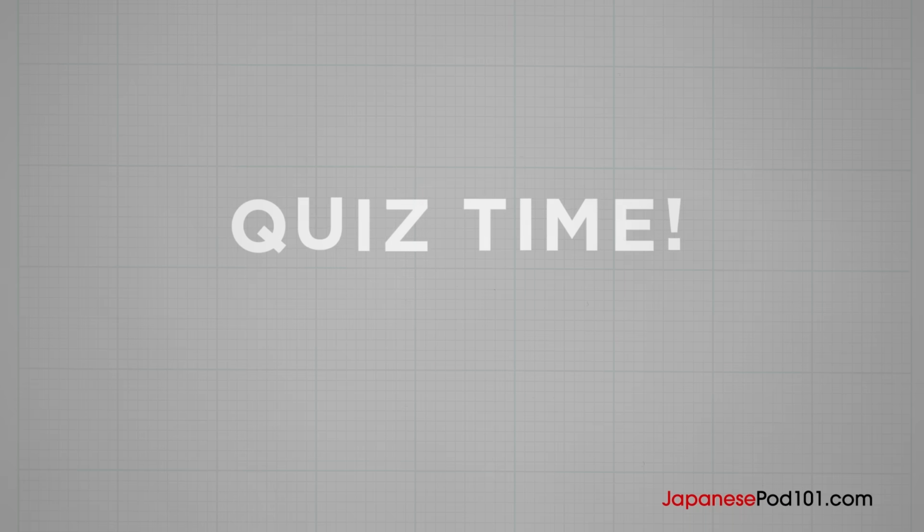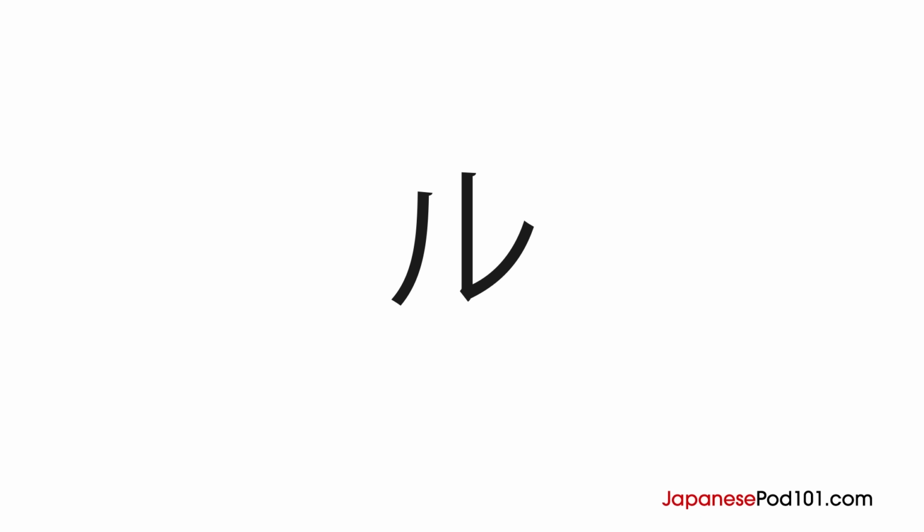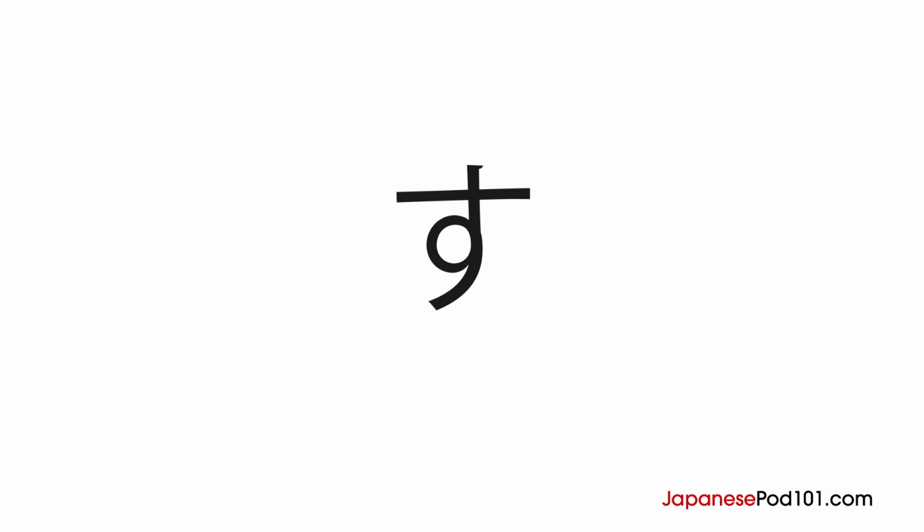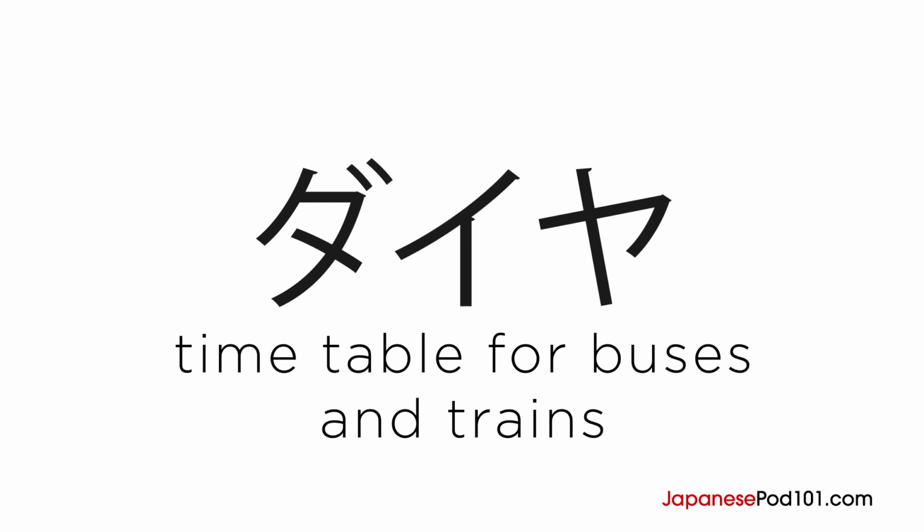Now, let's review what you've learned. I'll show you a character or a word and give you time to say them. Ready? や、る、ひ. Remember the smiling mouth going ひひひ. ゆ、ぎ、す、じょ。ダイヤ. This is the timetable for buses and trains.